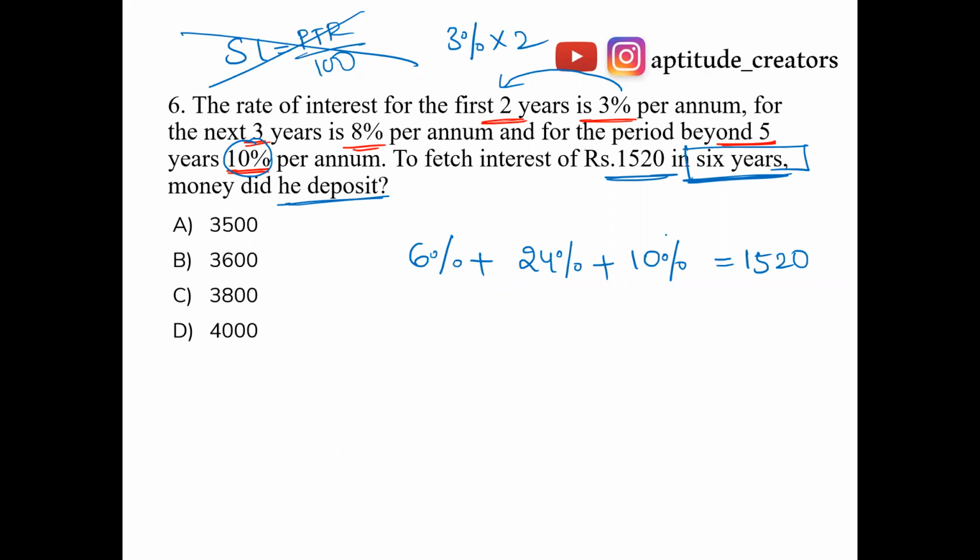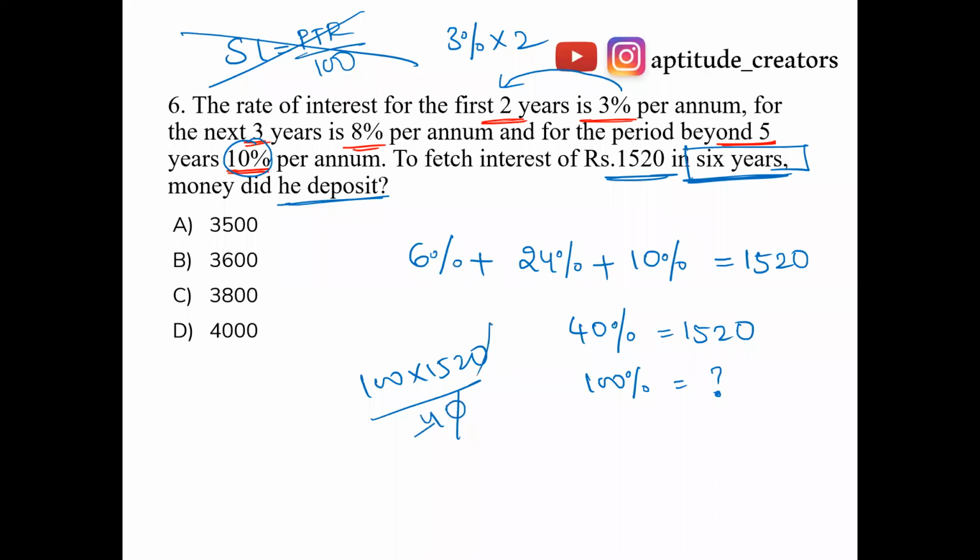That is nothing but the person is asking: 100% of the principal is equal to how much? 30 plus 10 is equal to 40. 40% of the principal is equal to 1520. And the person is asking for the principal, 100% of the principal is equal to how much? You have to do cross multiplication. 100 into 1520 divided by 40. 0 is cancelled out. 4 threes, 4 eights. Correct. 3800. The answer is option C, 3800.